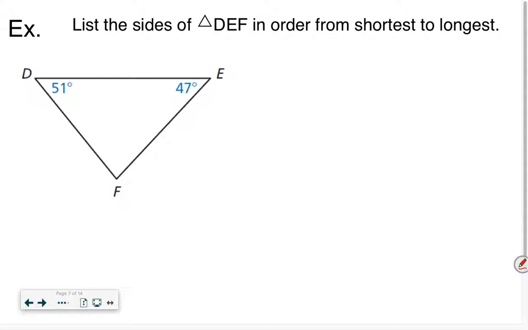Next example problem. It says list the sides of triangle DEF in order from shortest to longest. So this is just going to be kind of the converse of that theorem. Now, does anybody see a potential problem in here? There is no degree. Okay, we don't know the degree measure of F, but I can easily find the degree measure of F before I start listing out from small to big. How do I find the degree measure of angle F?